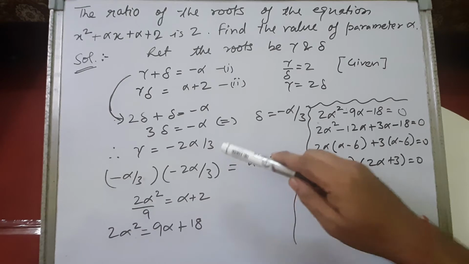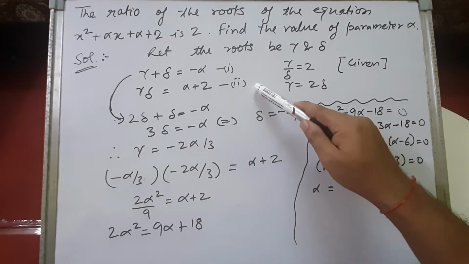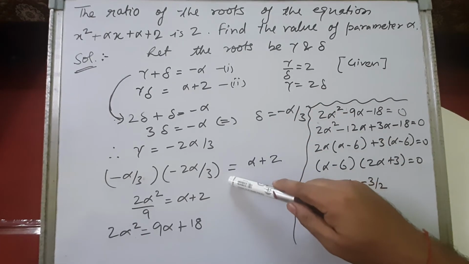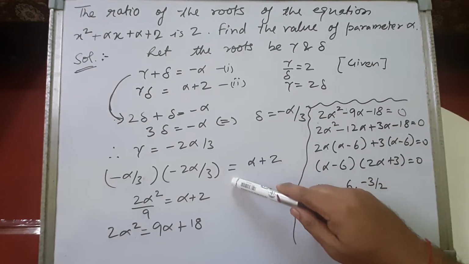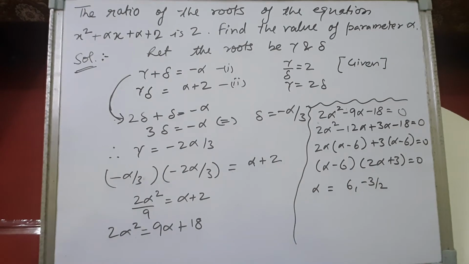Now what we are doing is substituting the value of gamma and delta in the second equation, gamma into delta equals alpha plus 2. When we do that, we'll get minus alpha by 3 in bracket into minus 2 alpha by 3 in bracket equals alpha plus 2. So minus into minus will become plus, 2 alpha square upon 9 equals alpha plus 2. When we cross multiply, we'll get 2 alpha square equals 9 alpha plus 18.